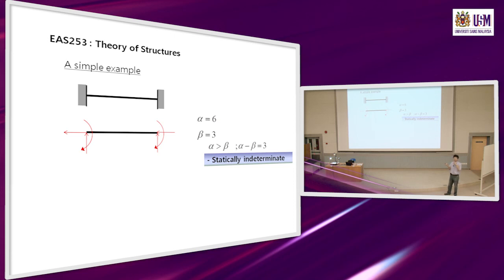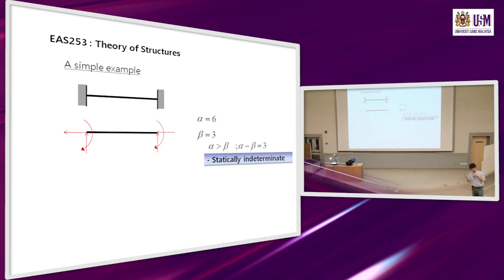So that's why the free body diagram is important. Now imagine you draw the free body diagram wrongly, so you count wrongly. At the end, your alpha is wrong. So this alpha is equal to 6. Where do you get this 6 from? From this free body diagram. Beta, how many beta? 3.